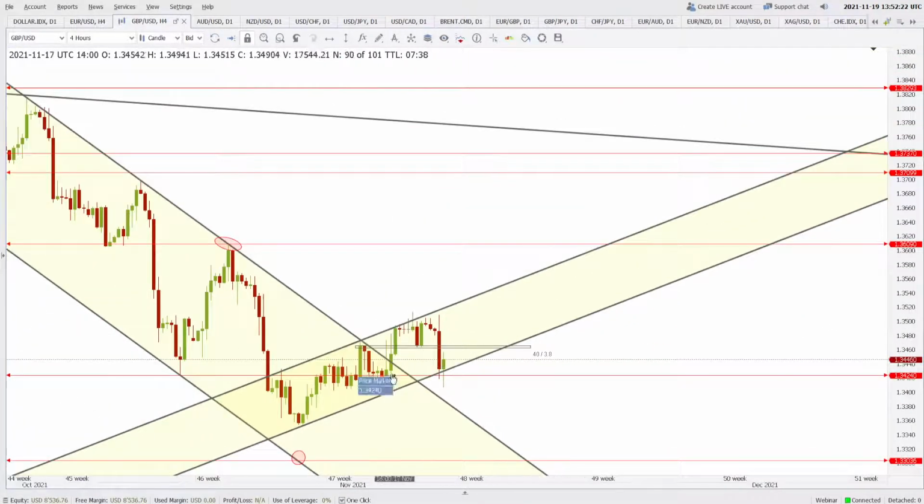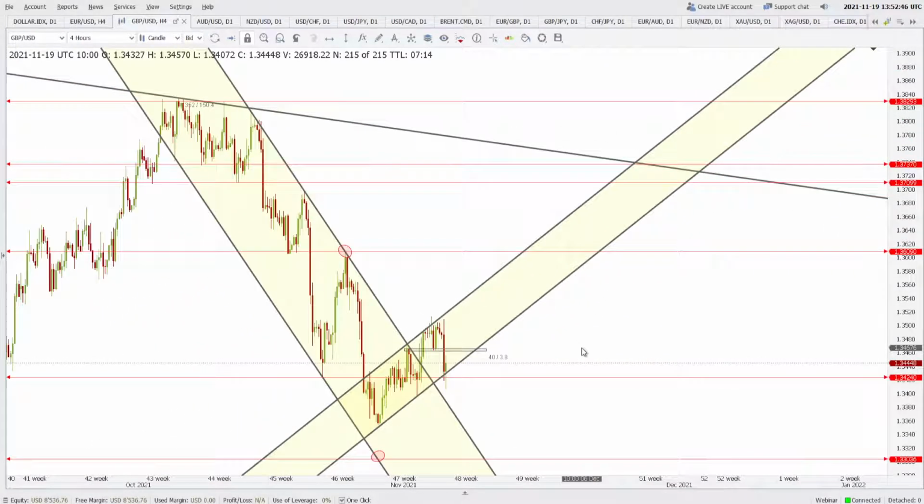Till the time we are trading inside this rising channel, I think there is no problem for the pound bulls. But if it breaks and closes a 4-hourly candle below this rising channel, then the bulls of the British pound may be in a problem. Right now the support is at 1.3424 and the resistance is at 1.3609.